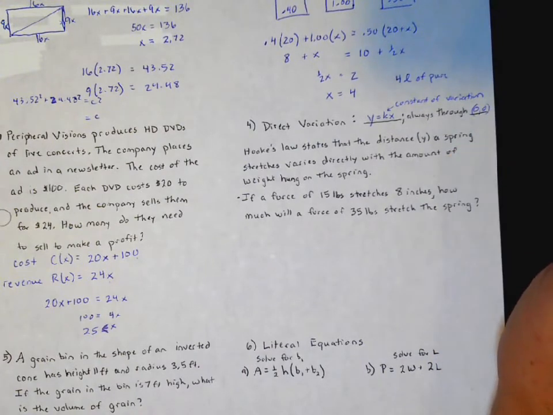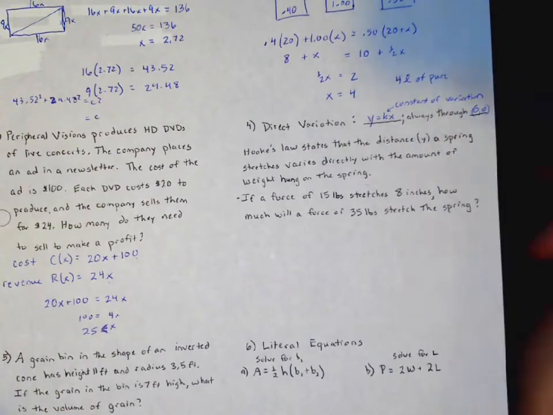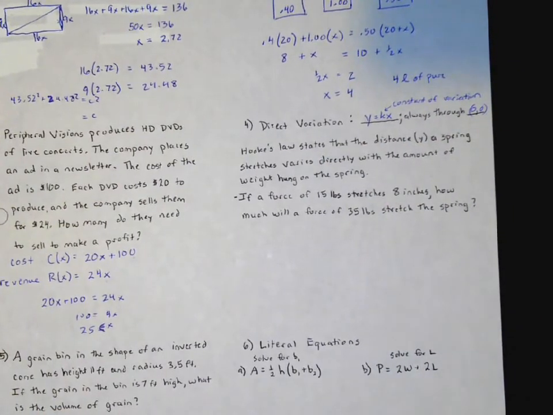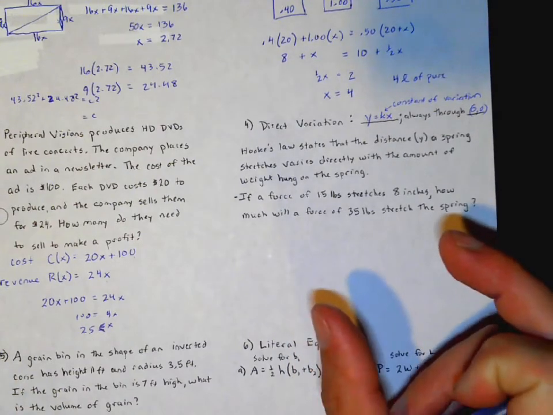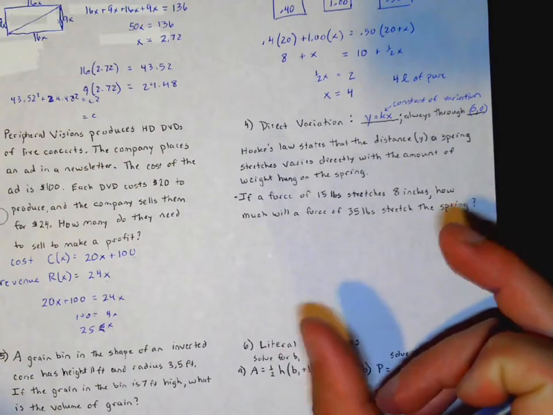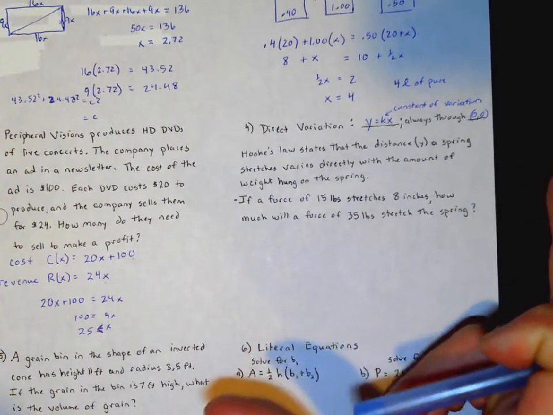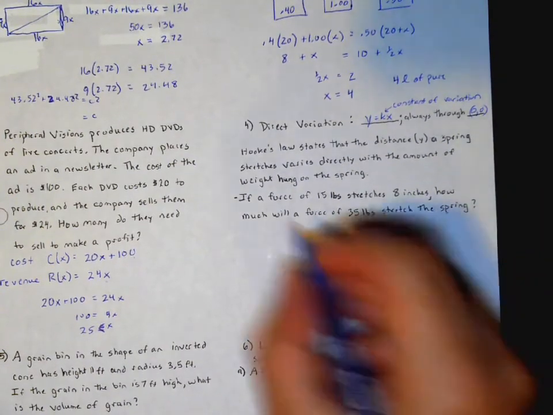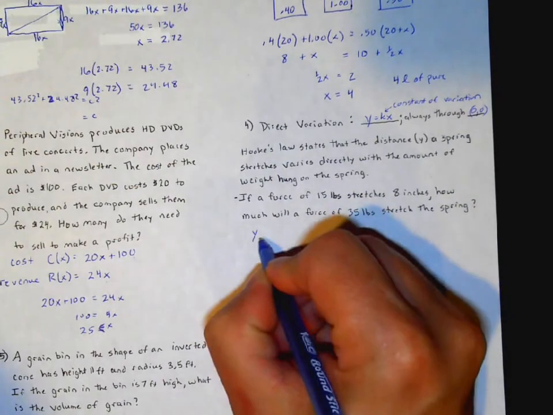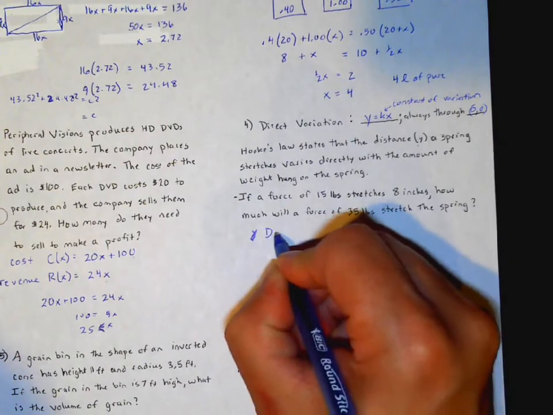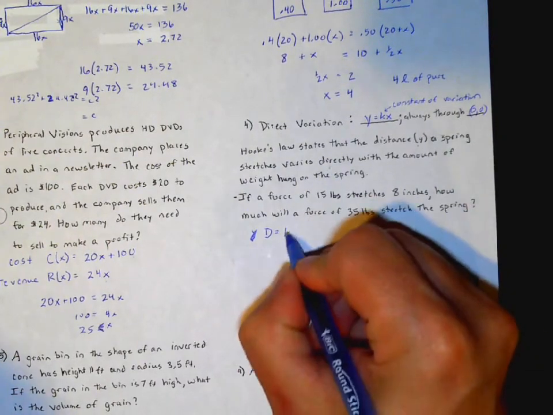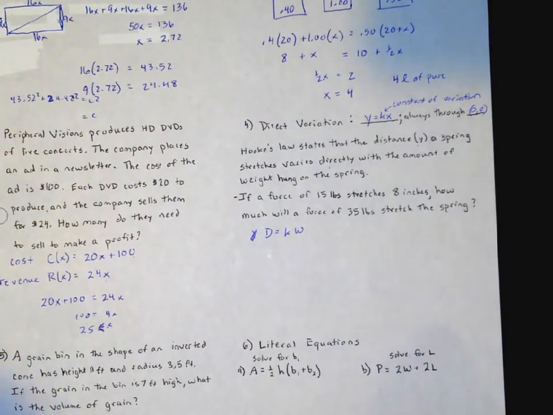Okay, so Hooke's law, a little bit of physics here, states that the distance a spring stretches varies directly with the amount of weight that's hung on the spring. So you have a certain spring, some weight hanging on it stretches it a little bit. If I put more weight on it, it'll stretch even more. Okay, so for the distance it travels, instead of using y, let's actually use d. So the distance it travels varies directly with the weight that's hung on it.